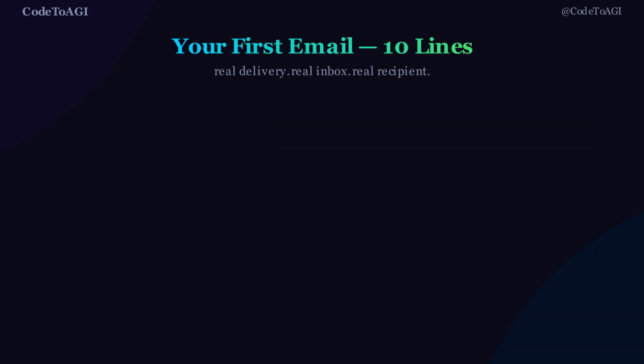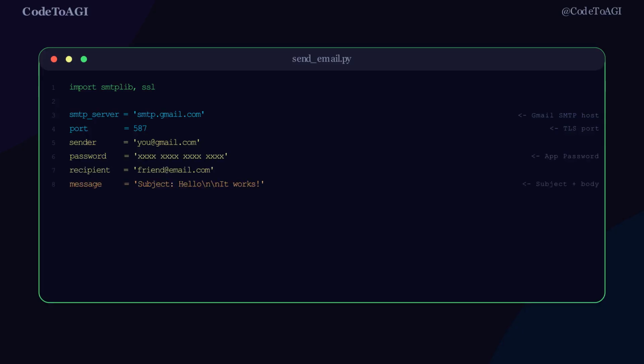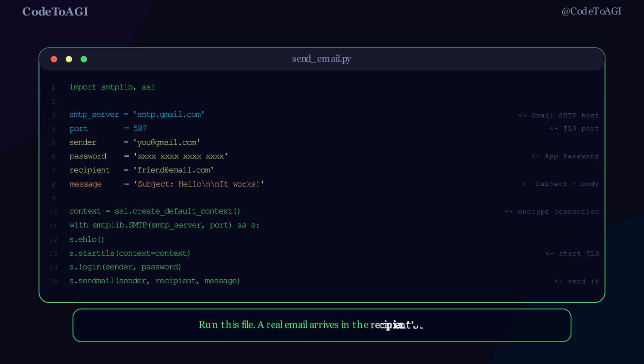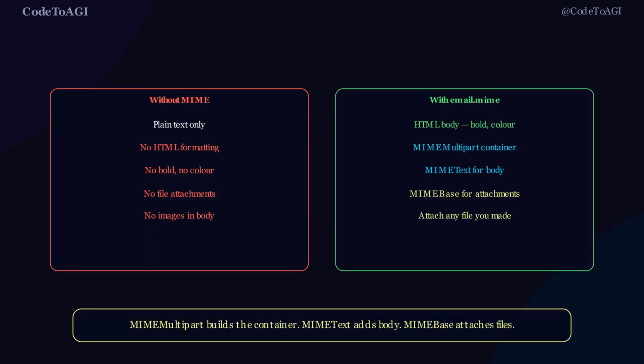Your first email, 10 lines of Python. Import smtplib. Import ssl. smtp_server equals smtp.gmail.com. Port equals 587. Create an SSL context. This encrypts the connection. smtplib.SMTP of the server and port. Then server.ehlo, server.starttls, server.login. server.sendmail with the from address, to address, and message. That is it. Real email. Real inbox. Real delivery.